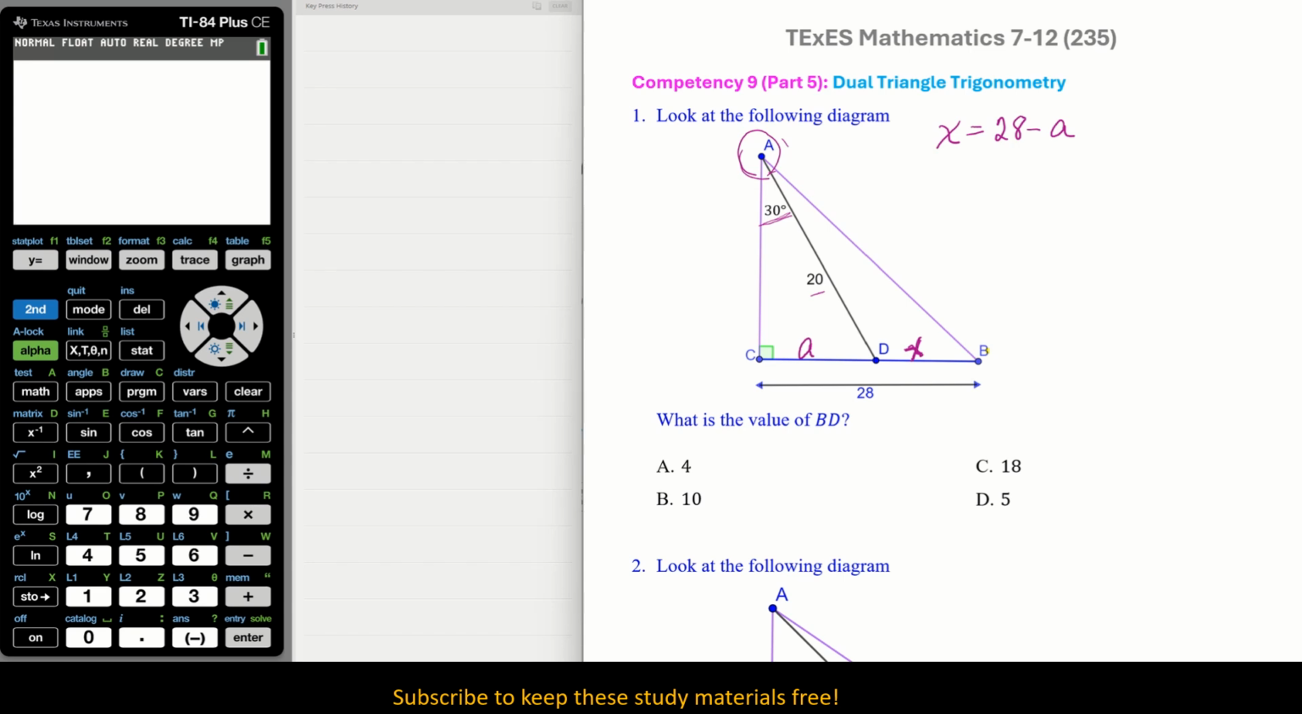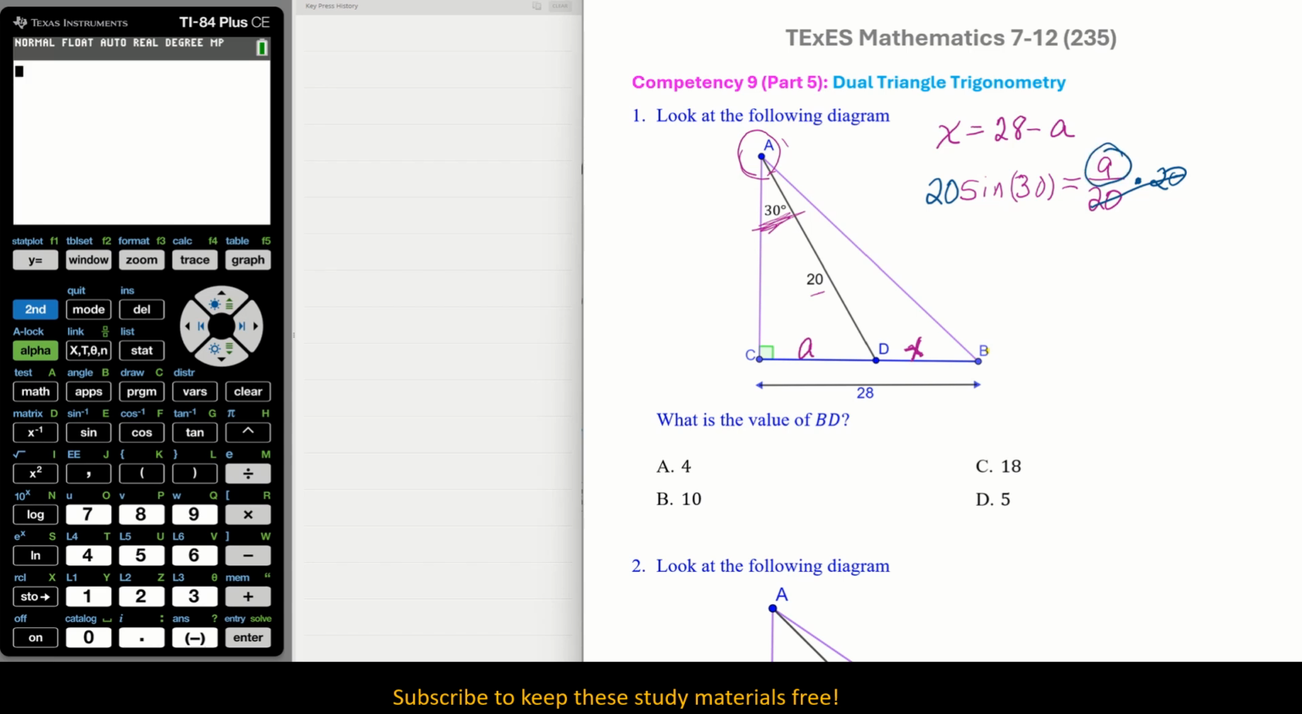Well, how do we solve for A? We have opposite over hypotenuse, so we can use the sine of 30, because opposite over hypotenuse is sine. So sine 30 equals A over 20. That's going to be pretty simple to get. Just multiply both sides by 20. 20 over 20 cancels, so then we have A.